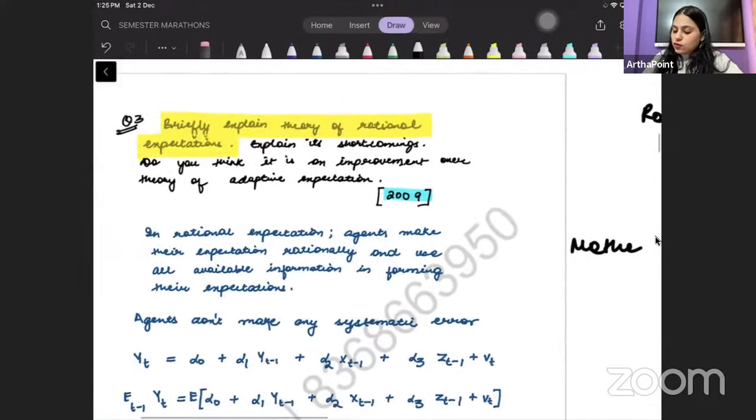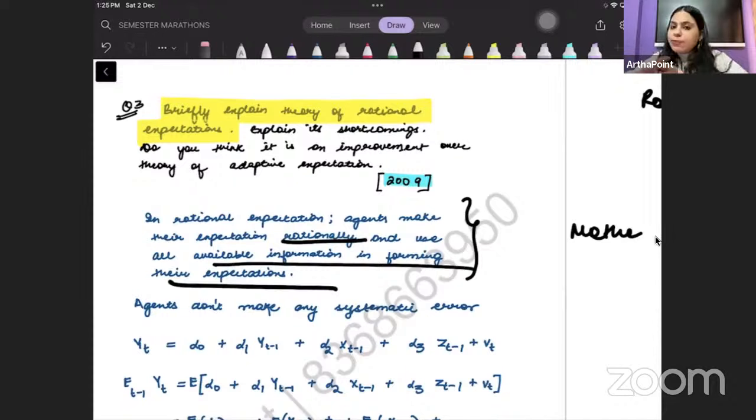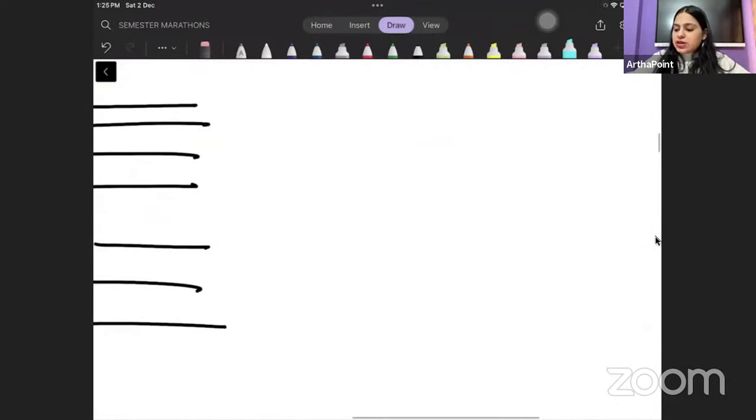हाँ बेटा. So you will go ahead and say कि agents make their expectation rationally, they make use of all the information. ये पूरी चीज बता दी. Now it says explain its shortcomings. So you have to give the criticism of rational expectation. तो एक बहुत important criticism.